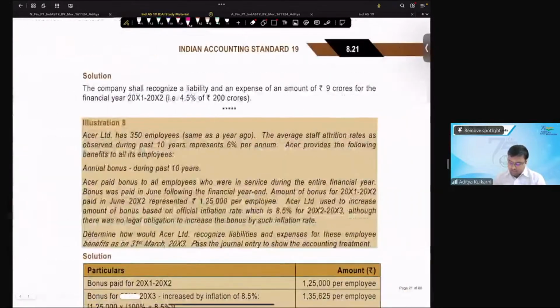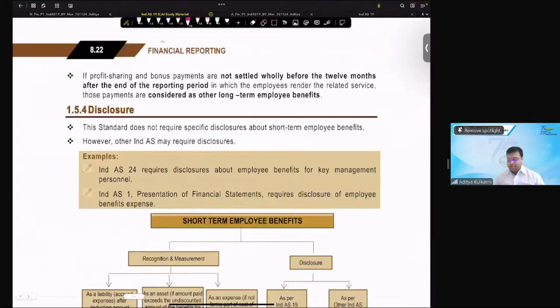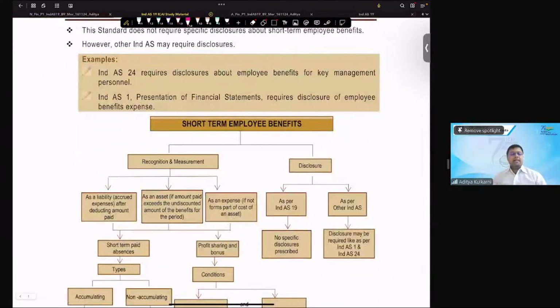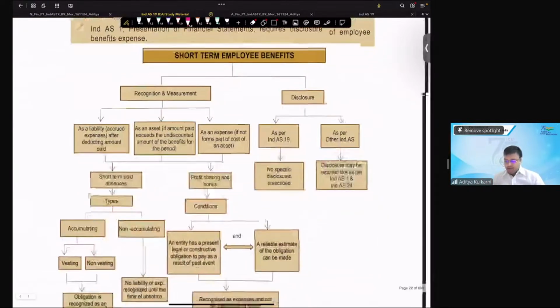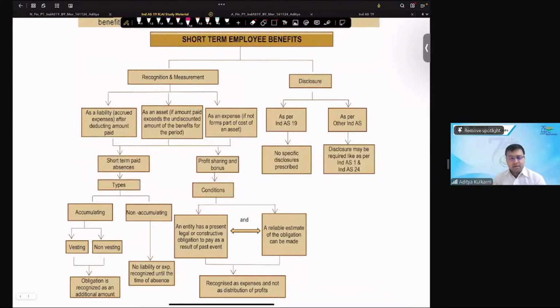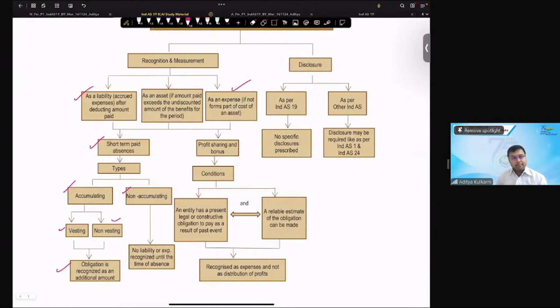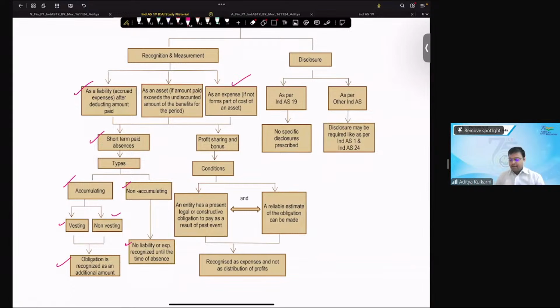Okay, that's it. We are done with the first part, that is short-term employee benefits. So if you look at this table, it summarizes recognition and measurement. You recognize as a liability, we have done in our questions. Recognize as an asset, this we will see later. Recognize as an expense if not forming part of cost of asset. Short-term absences, accumulating, non-accumulating, vesting, non-vesting we have seen. Obligation booked as an additional amount, that also we saw. Non-accumulating, no liability recognized until the time of absence, that also we saw.